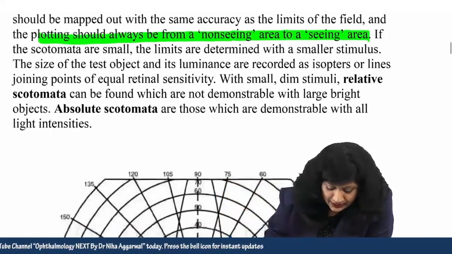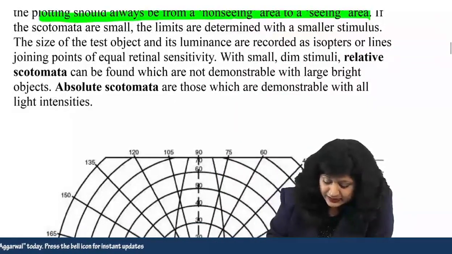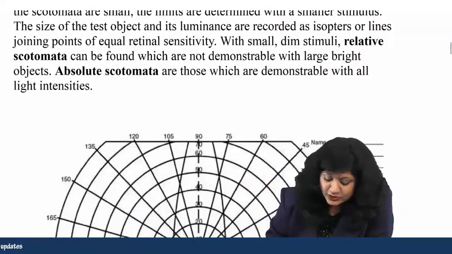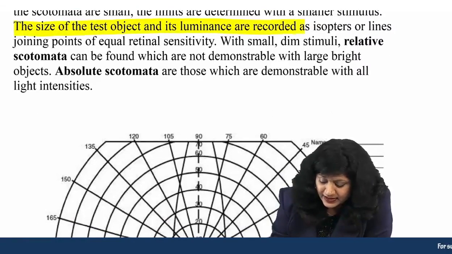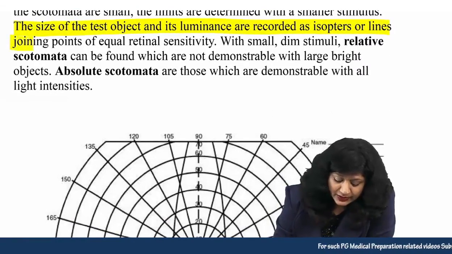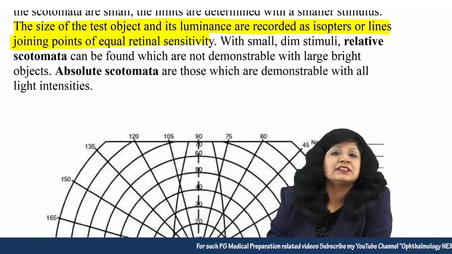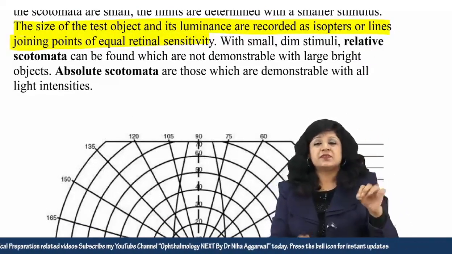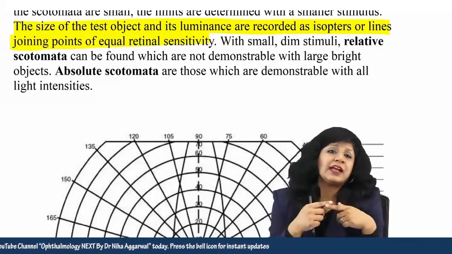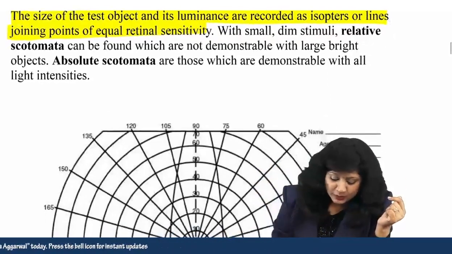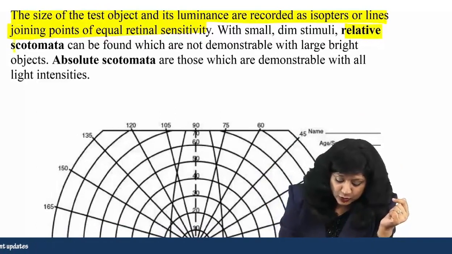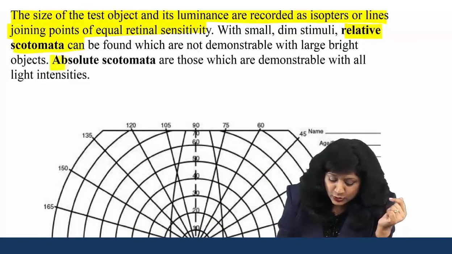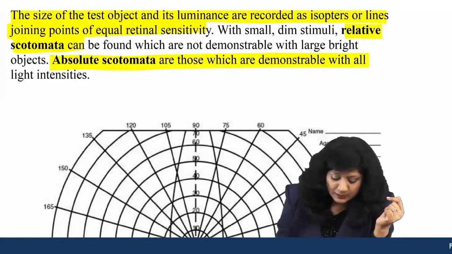If the scotomas are small, limits are determined. The size of the test object and the luminance, okay, they are recorded as the isopters or the lines joining the points of equal retinal sensitivity. So after that you will have so many points of the retinal sensitivity, you will have to join them and you get the isopter. With the small dim stimuli, relative scotomas can be found. Absolute scotomas are the ones which are demonstrable with all the light intensities.